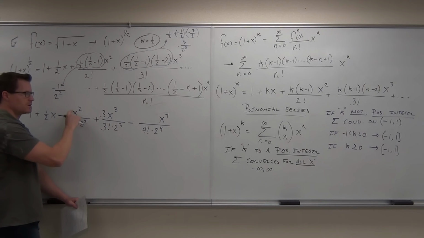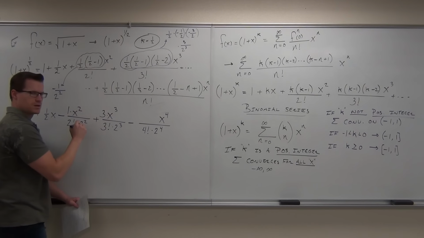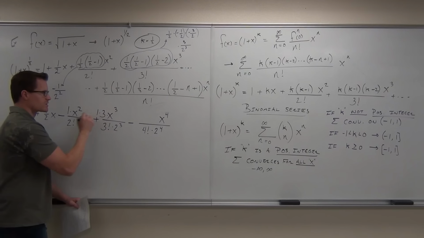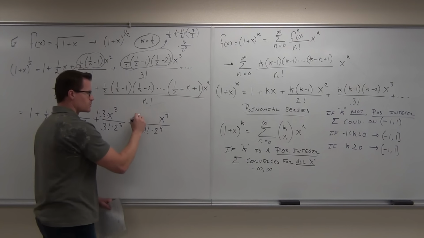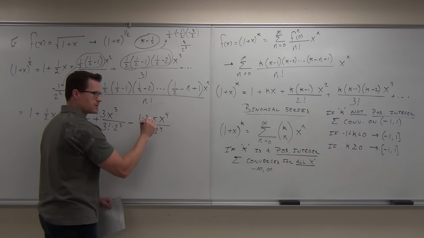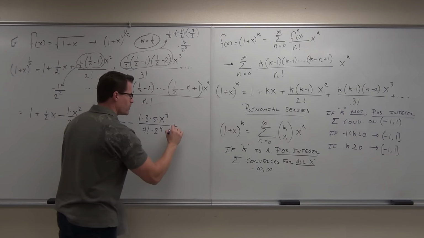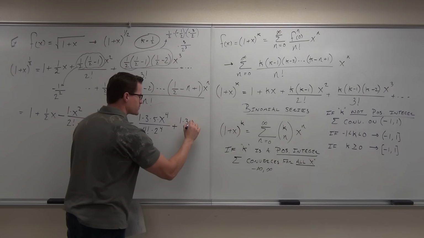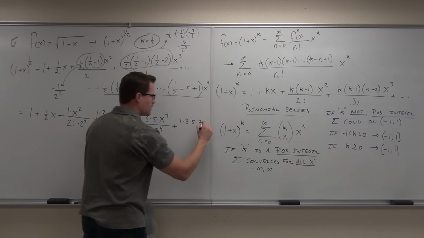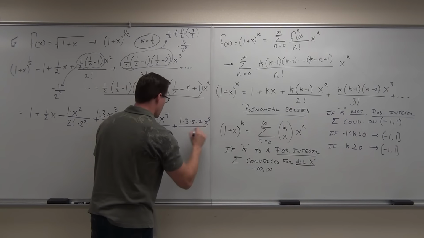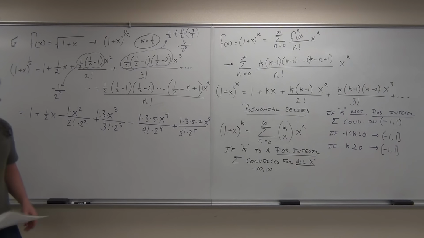Now these numbers are interesting. See where the 1 is coming from? 1, 3, 5. It's actually 1 times 3, isn't it? This is 1 times 3 times 5. The next one would be plus 1 times 3 times 5 times 7, x to the fifth over 5 factorial times 2 to the fifth. And that's the pattern we're looking for.